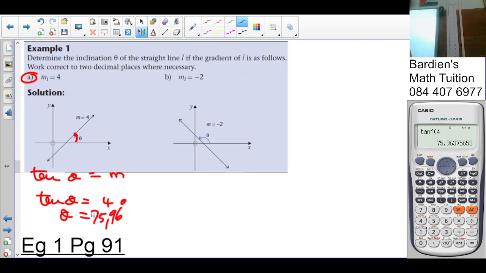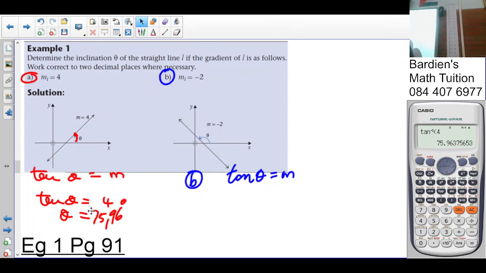I feel like I'm moving too fast. No, now I'm not moving fast. Okay, B. Again, we must work out that inclination angle. So where do I start? I say tan of theta equals your gradient. So do your thing now. Give everybody a chance.